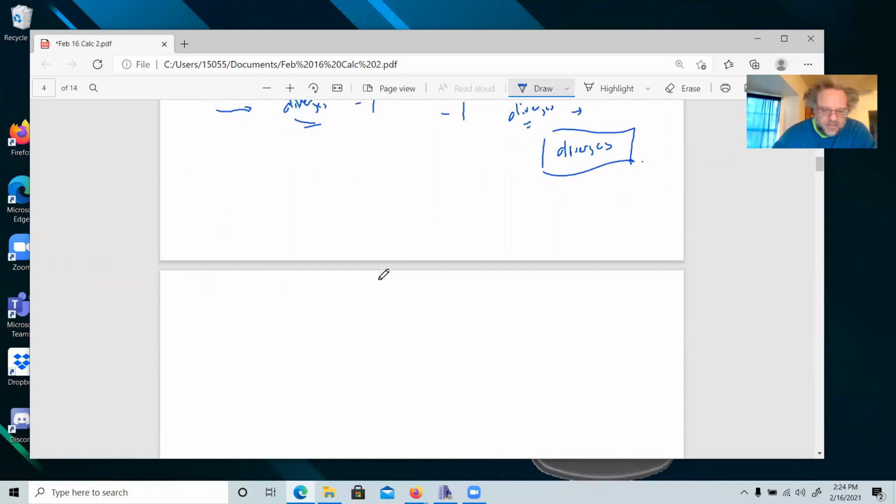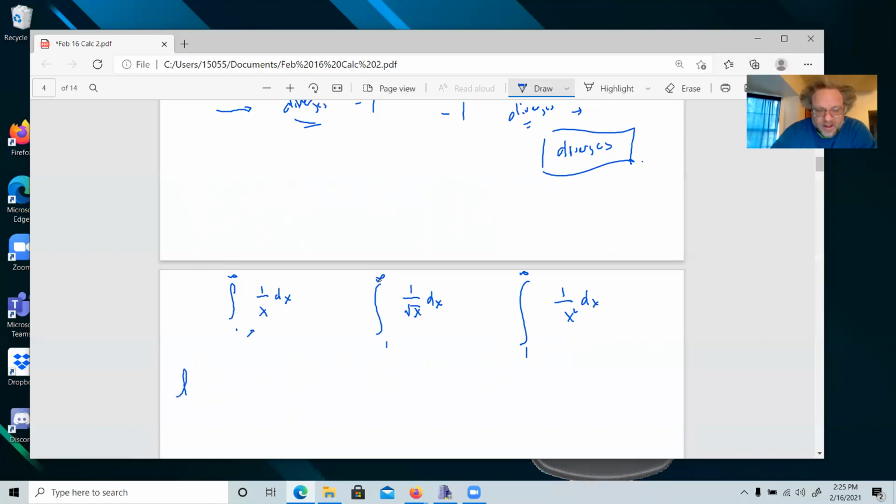Okay, I want to compare and contrast 3 different integrals for us here. What we're going to do is take a look at the integral from 1 to infinity of 1 over x dx, the integral from 1 to infinity of 1 over the square root of x dx, and the integral from 1 to infinity of 1 over x squared dx. Now, we've already seen that this one diverges, right?